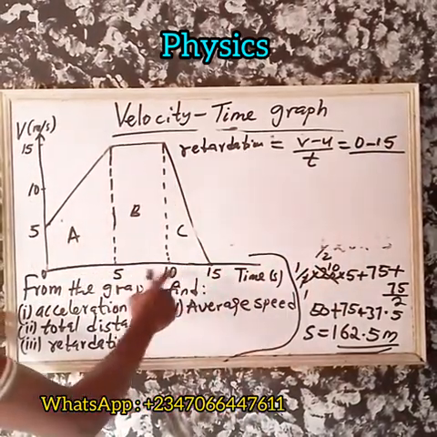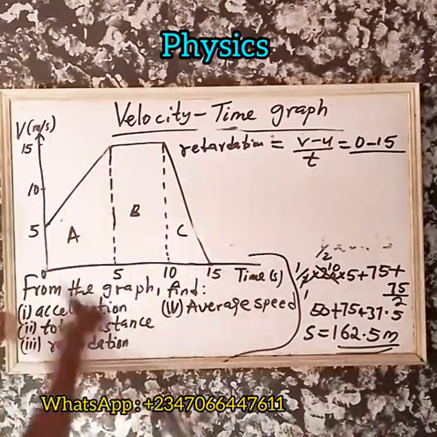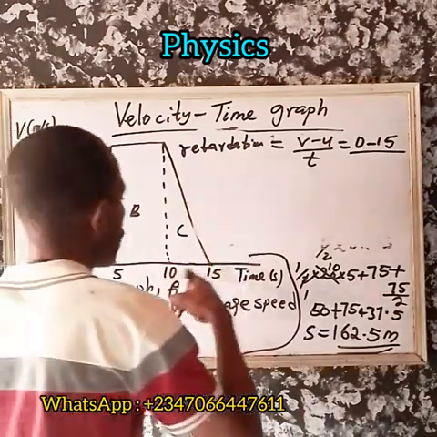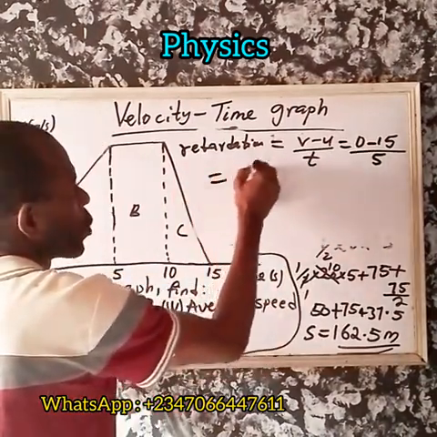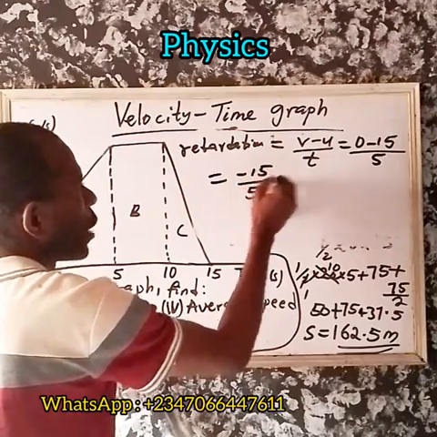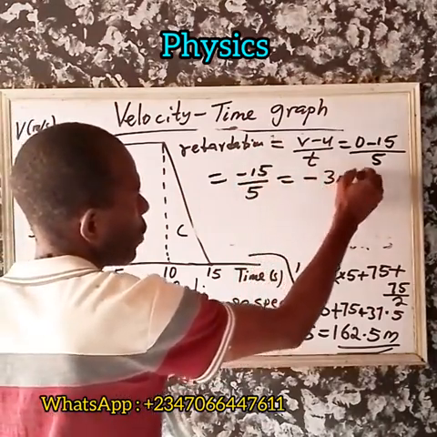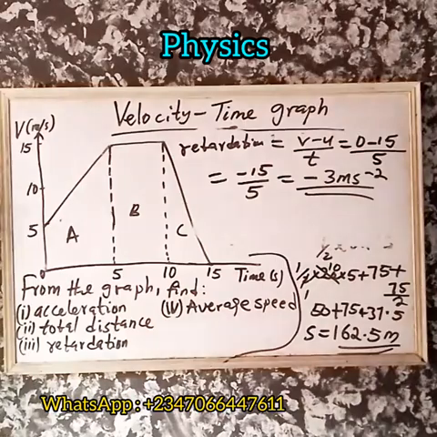What is the time interval here? That is the time with which the object begins to come to rest. So that is 15 minus 10 is 5. So here, this also minus 15 all over 5, which is equal to minus 3 meter per second square. So this is your retardation. Now let us look at the last one.